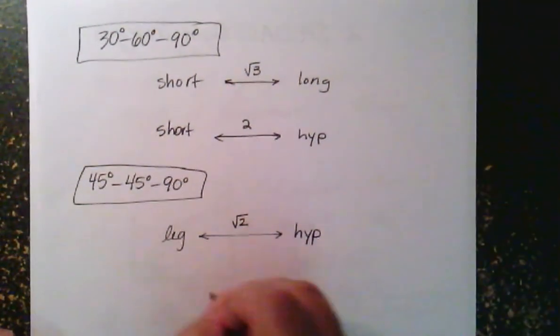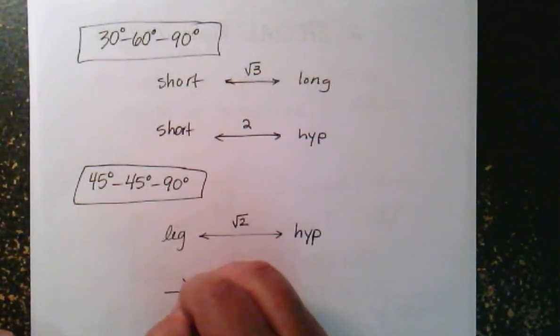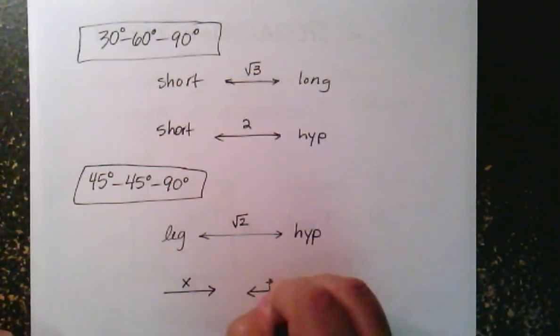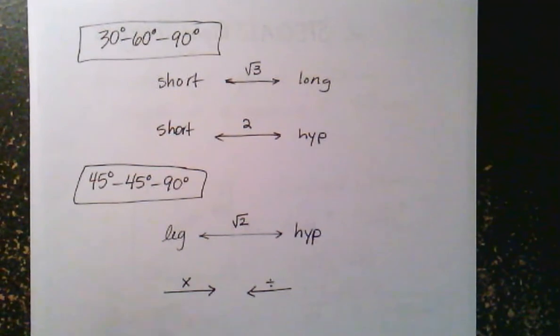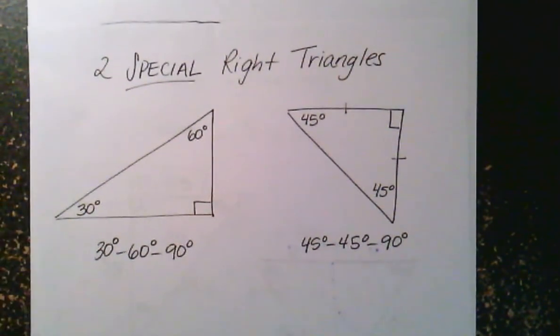Let's go ahead and write that. If you're going this way, it's times. If you're going this way, it's divided. But it helps to think about whether you're getting bigger or smaller. And again, there's my two special right triangles.